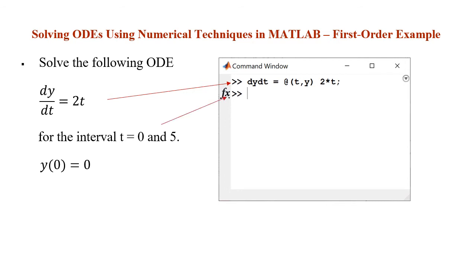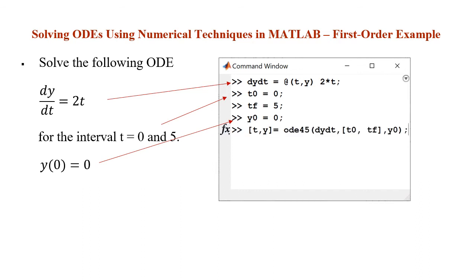So this is the definition for my function handle. Next, I'm going to define the interval. t0 is equal to 0, t final is equal to 5, and my condition is y0 is equal to 0. Finally, I'm going to apply the function format that I've learned in the previous slide by saying t comma y is equal to ODE45, the function handle dy dt, and then the array containing the time interval, the initial and the final time, and then finally the condition.